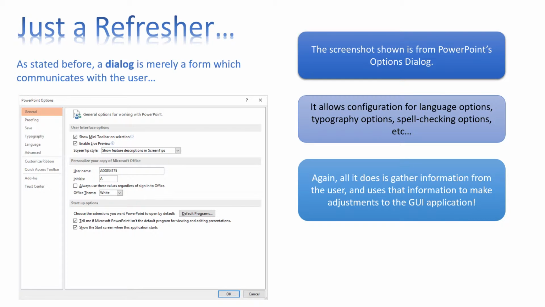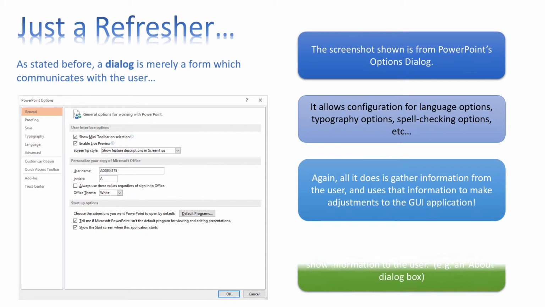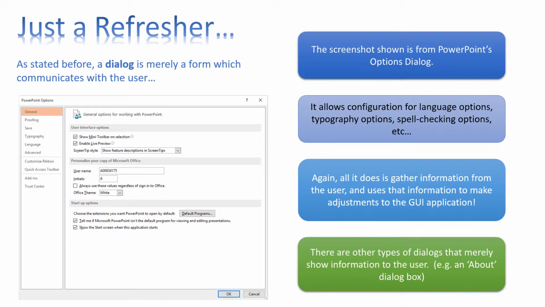Again, the job of this dialog is simply to gather information from the user and to use that information to make adjustments to the GUI application. There are other types of dialogs that don't necessarily collect information, rather they simply communicate information to the user. An example would be the About dialog box for Internet Explorer.